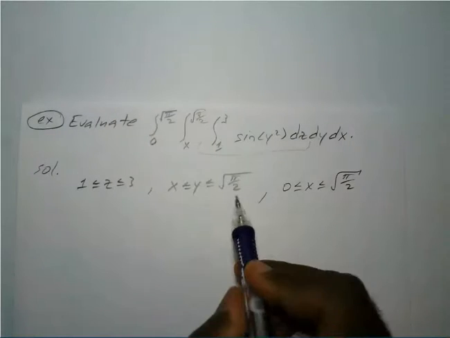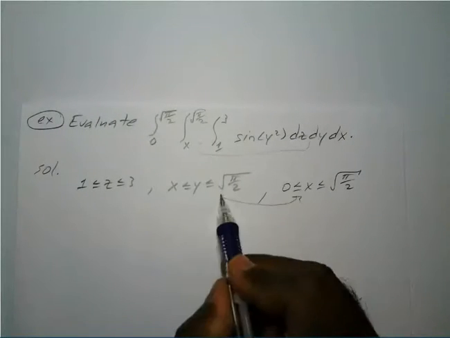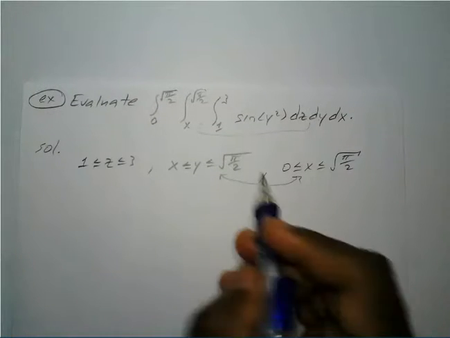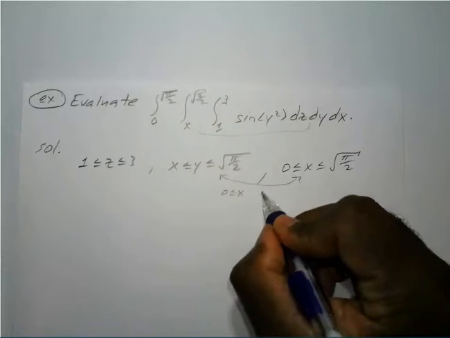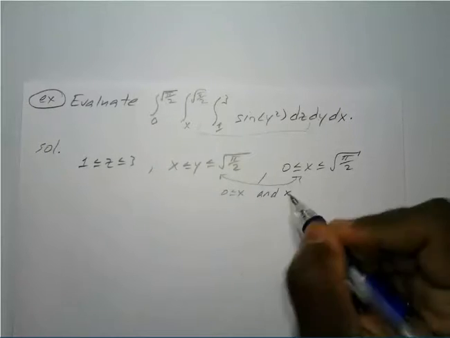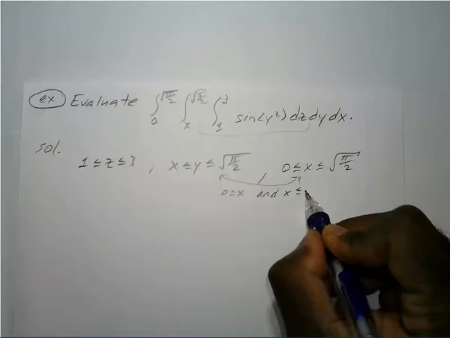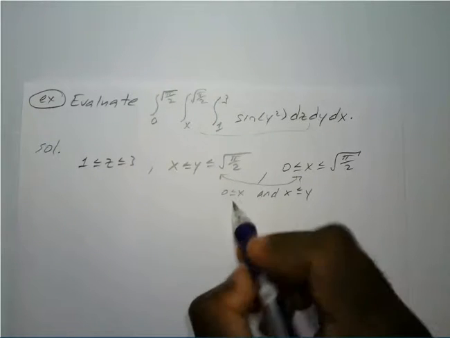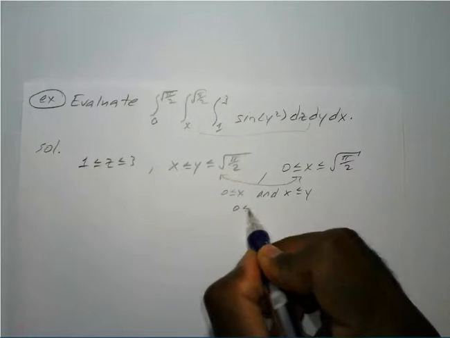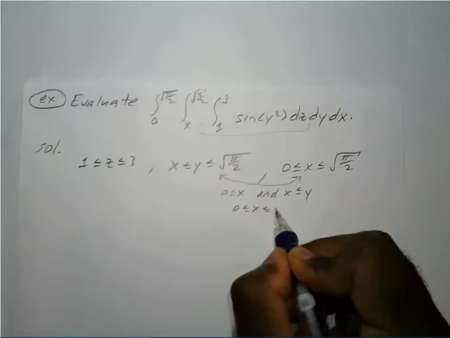Okay, now kind of switch it up a little bit. We know 0 is less than or equal to x, and x is less than or equal to y, just using those two. So that means 0 is less than or equal to x, and x is less than or equal to y.